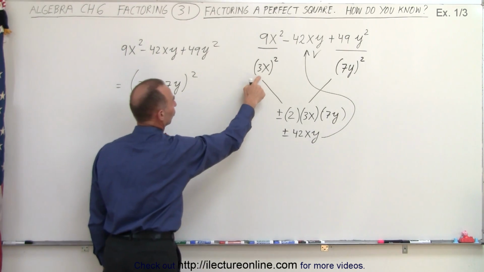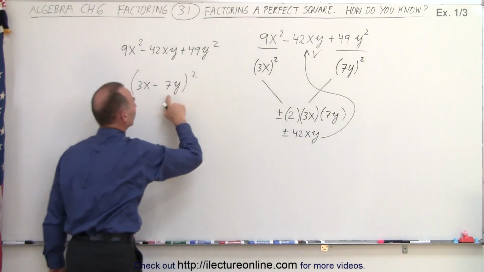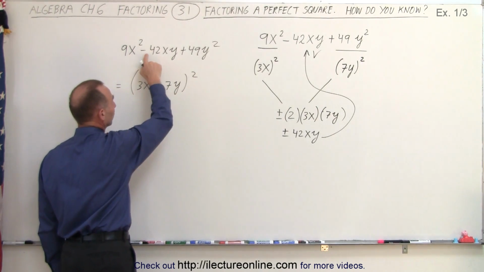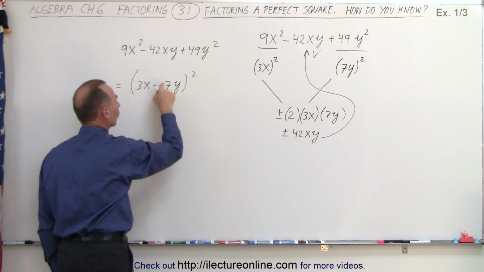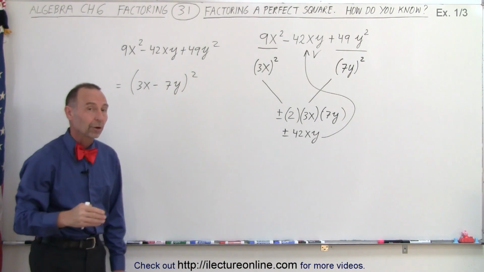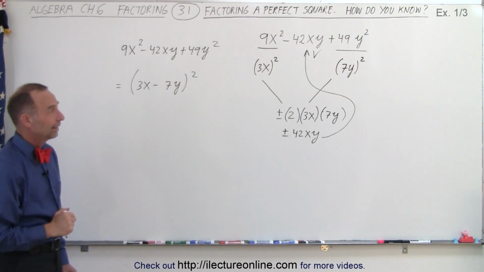So we take the square root of the first term, we take the square root of the last term, and we put a negative in front of that because we know the middle term is negative. That quantity squared is the factored form of this trinomial because we determined it's a perfect square, and that is how it's done.